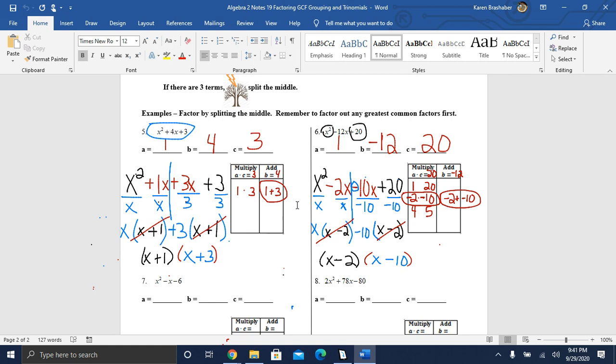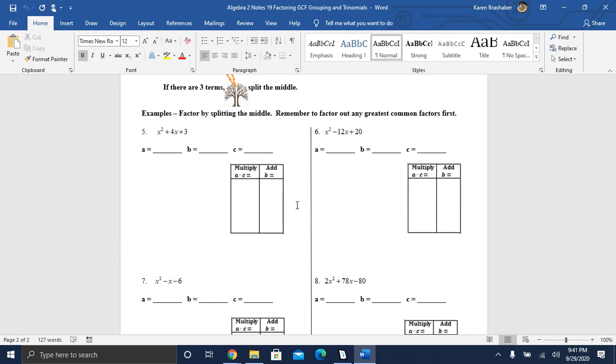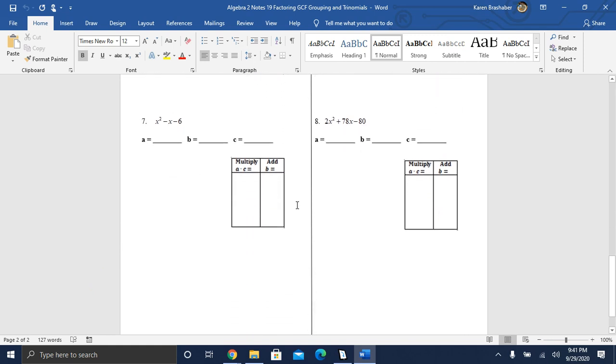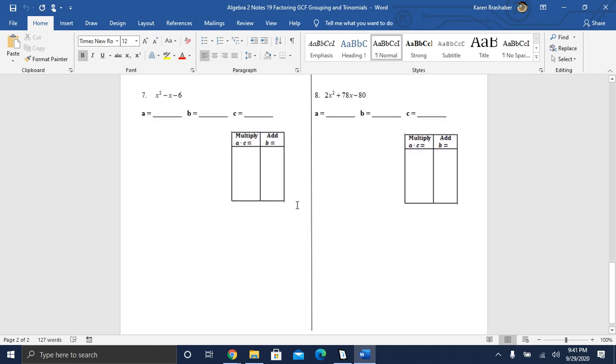All right, so I'm going to have to clear my screen to move down to the bottom two. Feel free to pause the video if you need to look at that some more. So I'm going to scroll down to problems 7 and 8, and just some more practice with your positives and negatives. On number 7, I have a 1 for my A, 1x squared. I have a -1 for my B, -x, and then I have a -6 for the C.